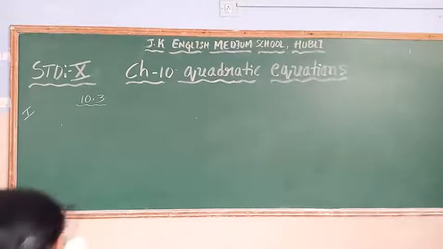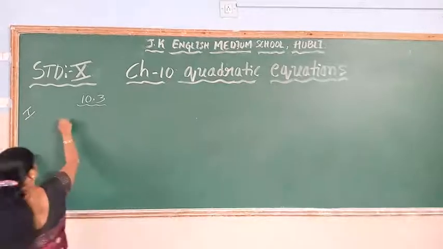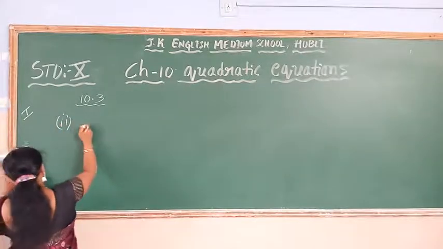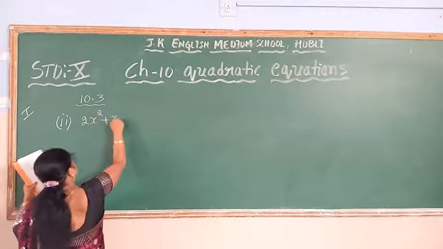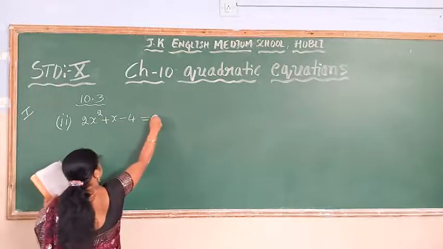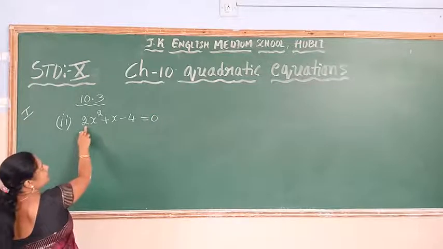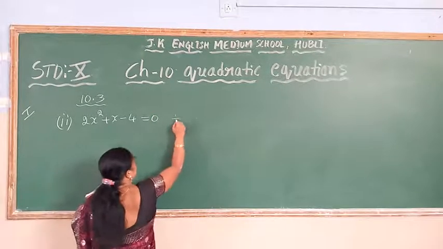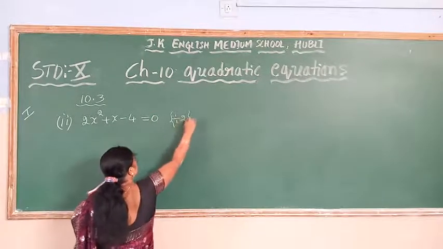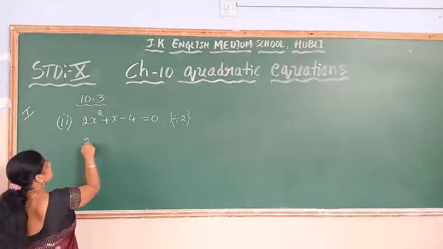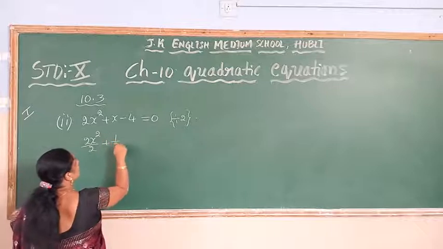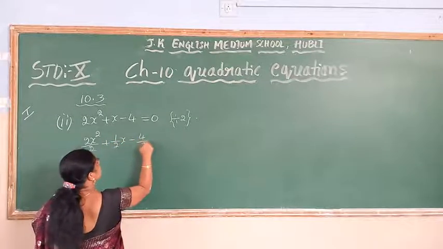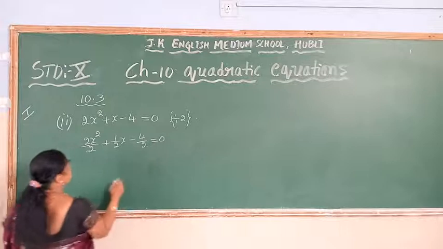Children, the second question is this. The method is the same. Now I am going to solve 2x square plus x minus 4 is equal to 0. What is the numerical coefficient? 2. Divide all three terms by that 2. Then it becomes 2x square divided by 2, plus x by 2, minus 4 by 2, equal to 0.